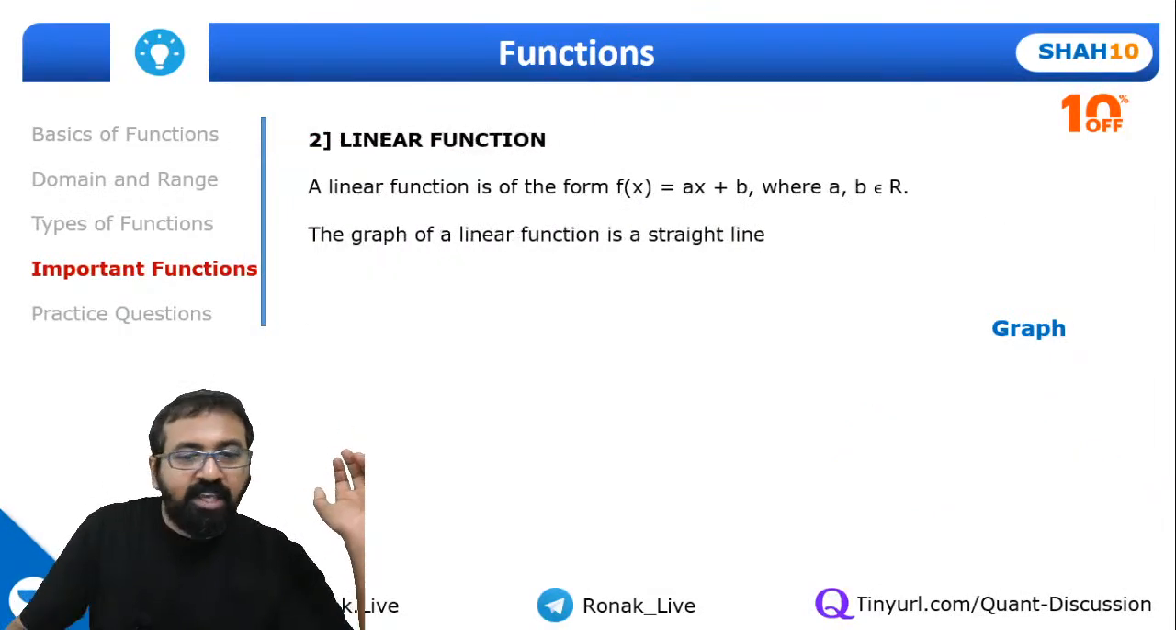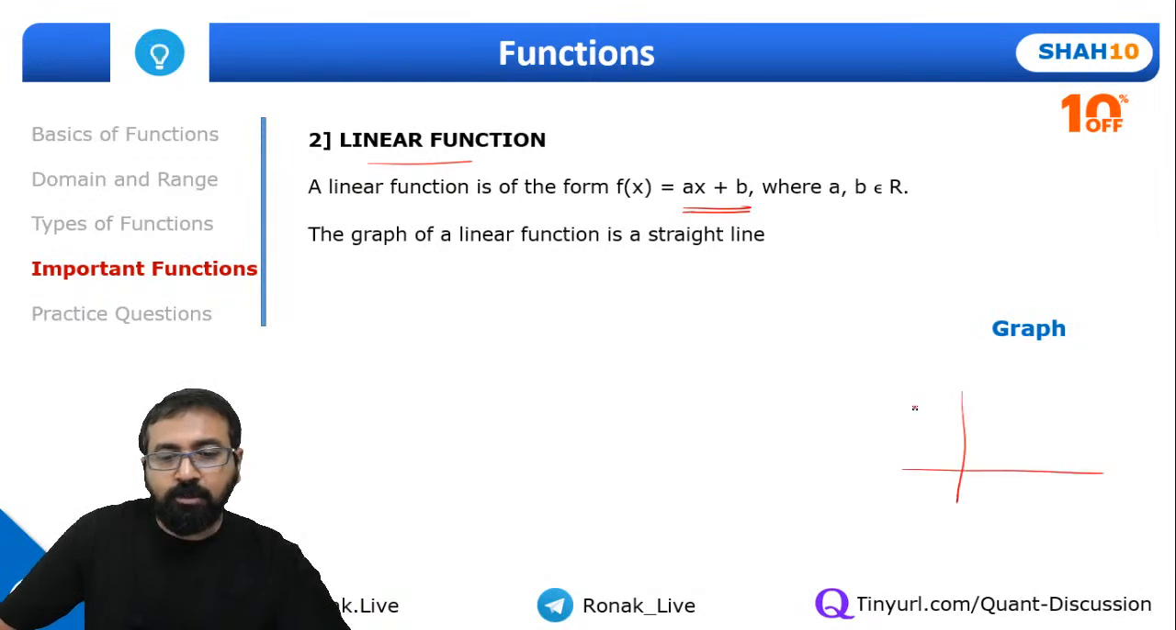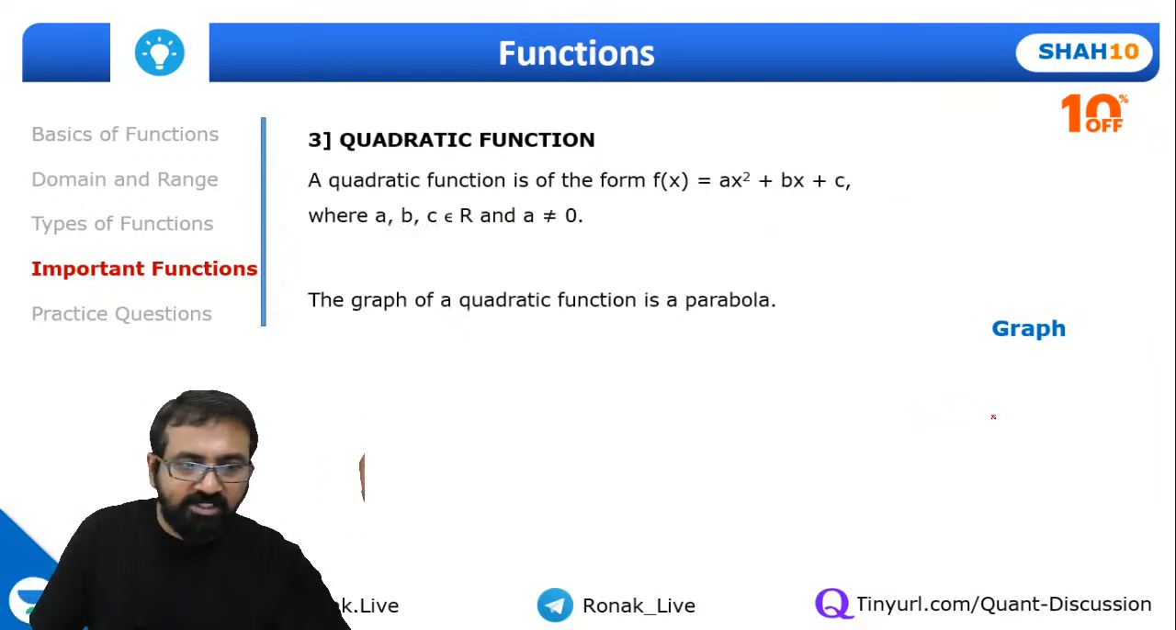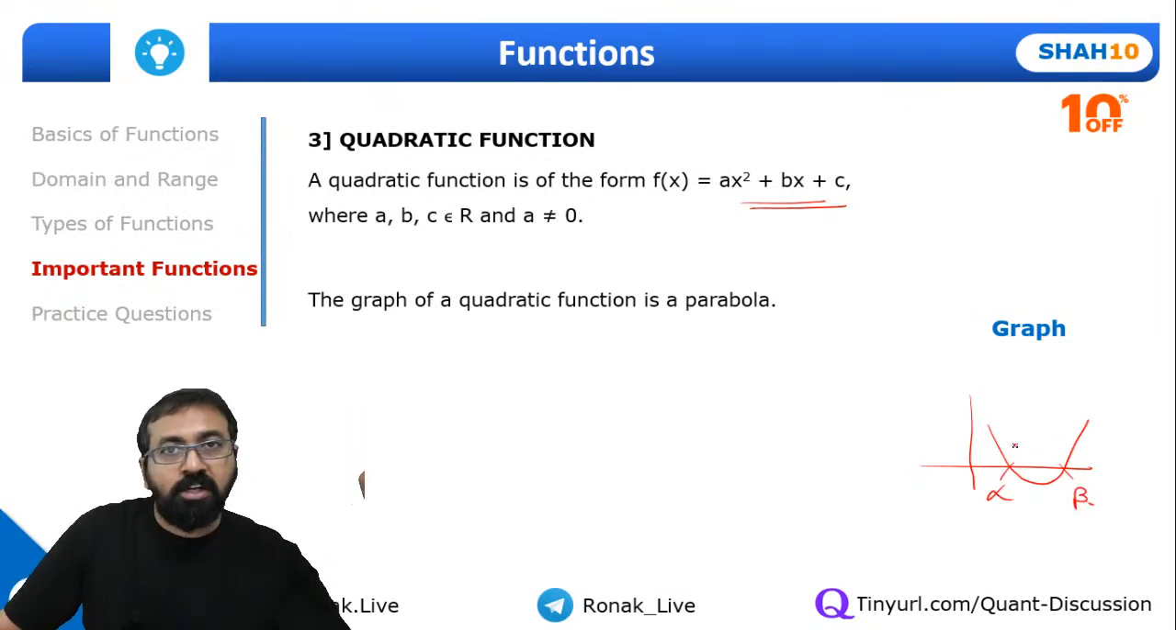Same way, what is a linear function? A linear function is of this form, ax plus b. If you look at the graph, it will be a straight line like this or some other line, but ultimately this is the graph of a linear function. I'm sure you understand. Then the quadratic function is of this form, and the graph of a quadratic function is a parabola, and wherever it cuts the x-axis, those points are called the roots, alpha and beta. So the graph of a quadratic function cuts the x-axis at the roots, right?